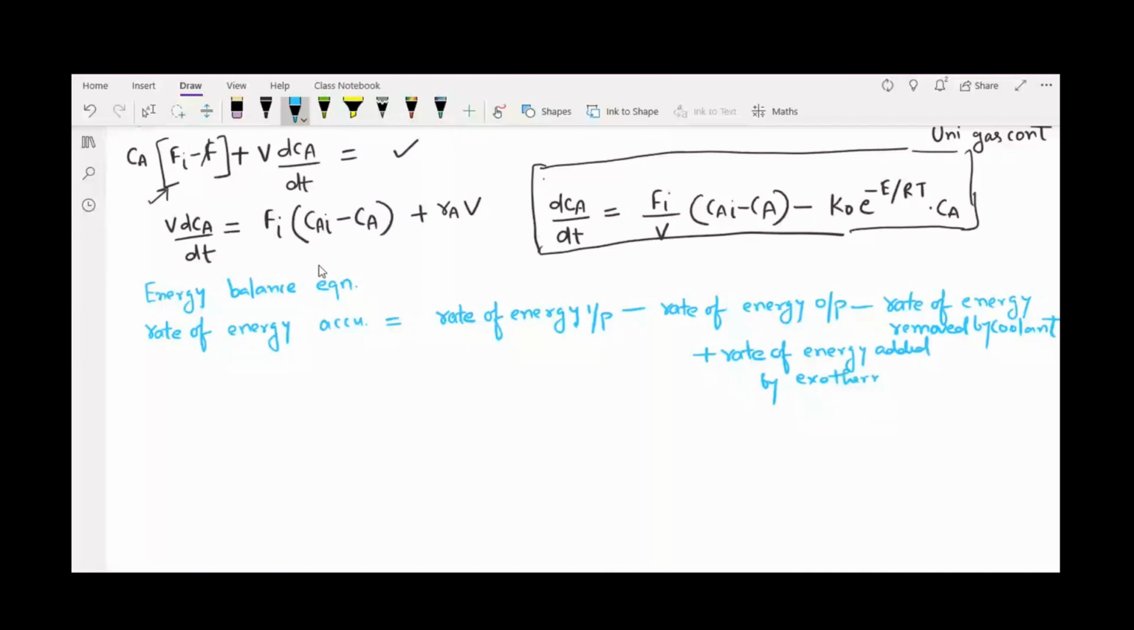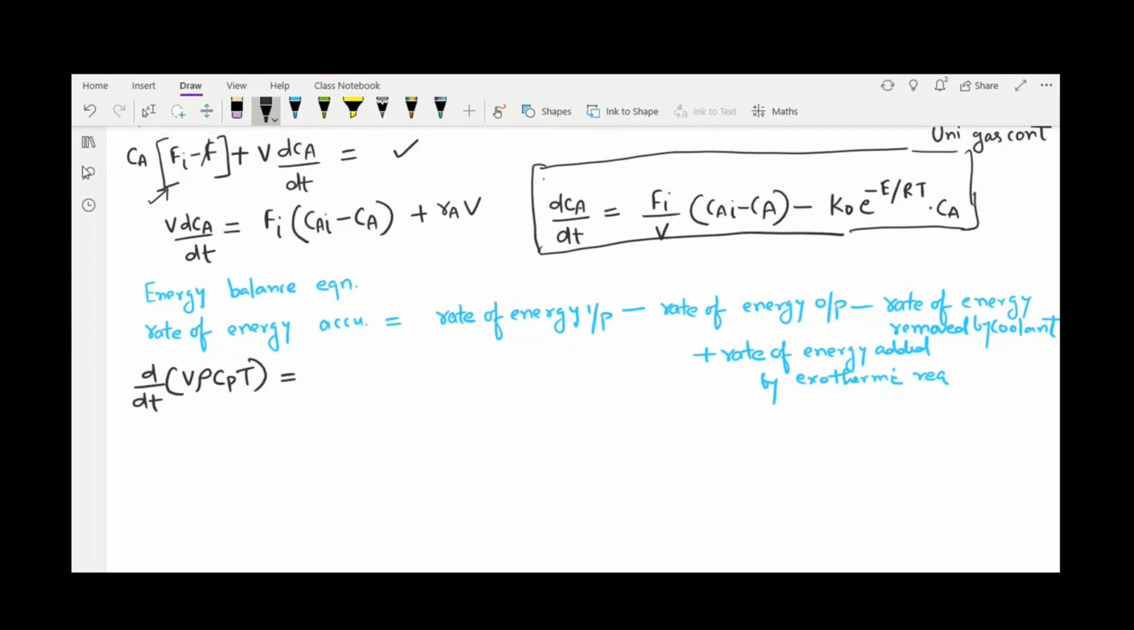Exothermic reaction. Okay. So, rate of energy accumulation: d by dt of V rho Cp T. We have V, the volume, then rho, which gives the mass, and then Cp, the heat capacity, and temperature. Rate of energy is mc delta T. So the reference temperature is 0 here.